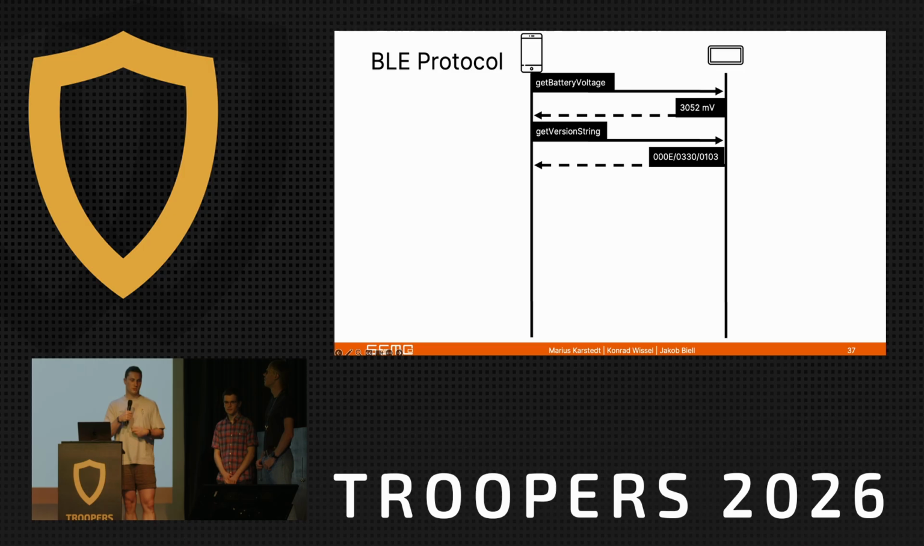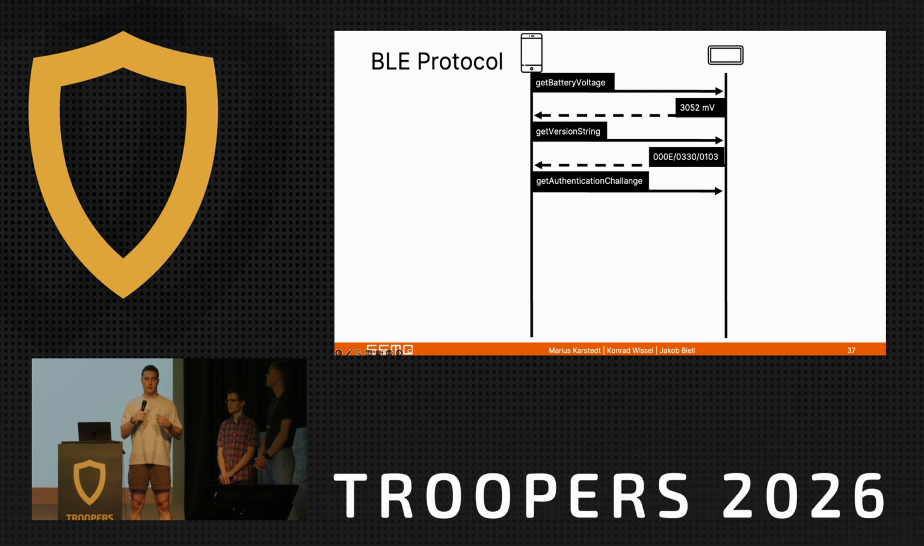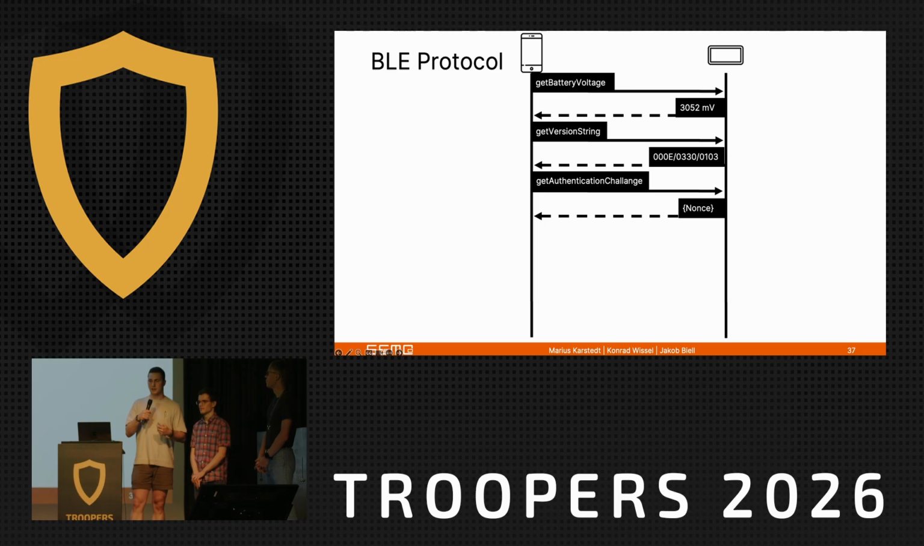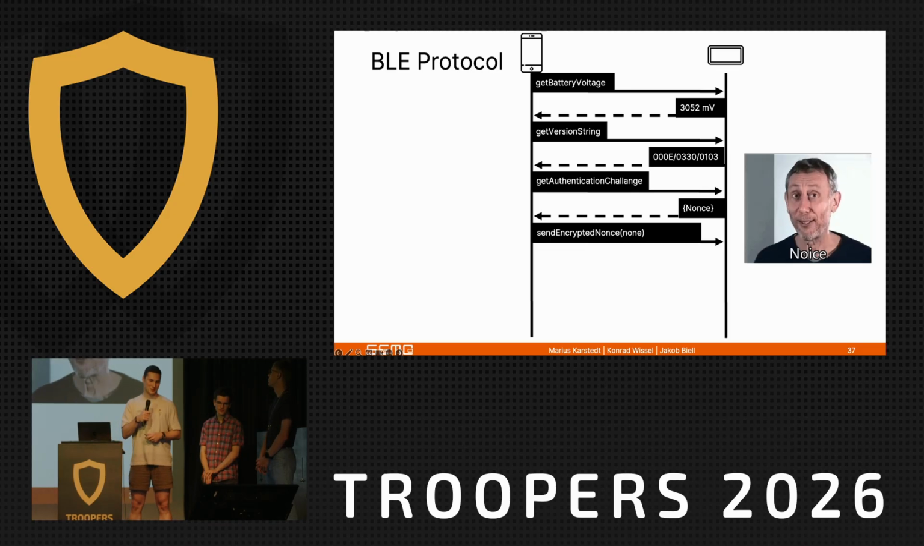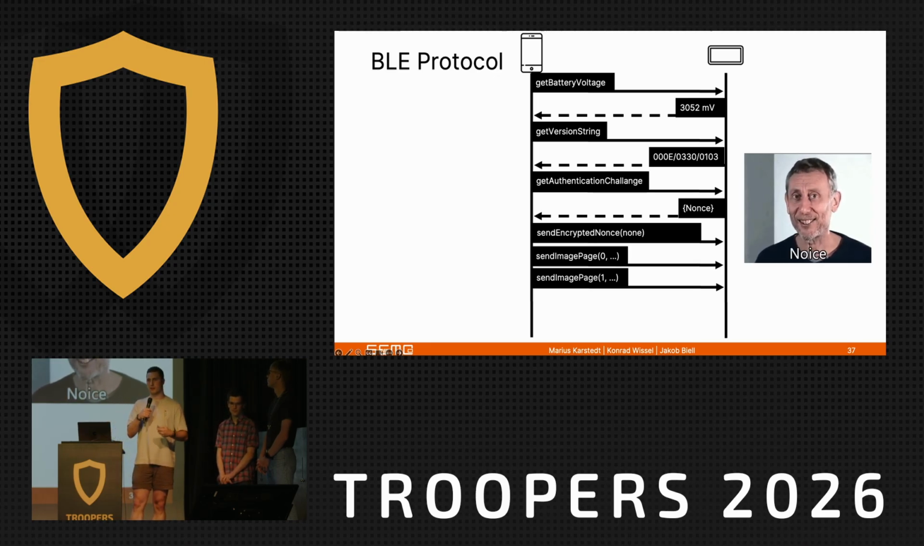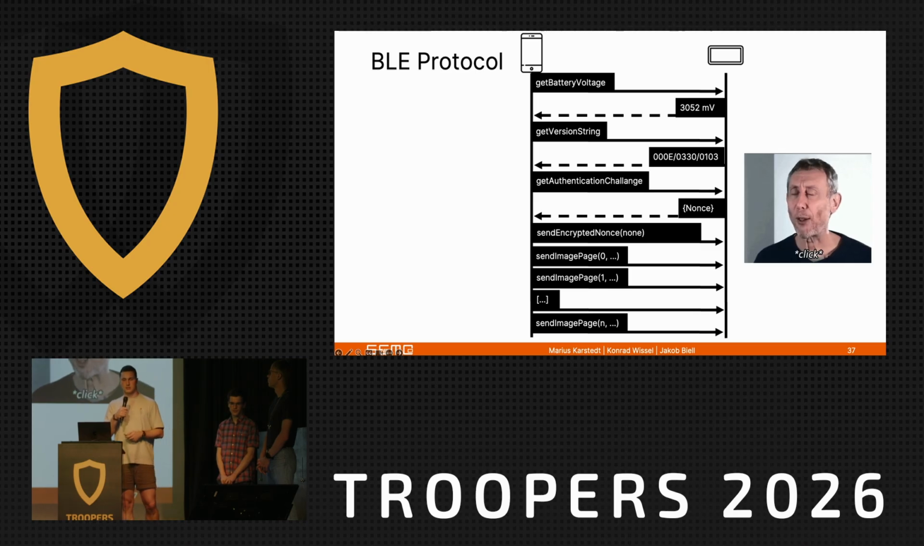First, we have some setup stuff, so we get the battery voltage, which is later used for the battery percentage, and then we get a version string, which is quite nice because different tags may have different capabilities, so we get some information about that. And then we have an authentication challenge, as we guessed: get a nonce, encrypt it, and send it back. This is nice, better than the previous manufacturer. And then, of course, again, we have the page data that's being sent.